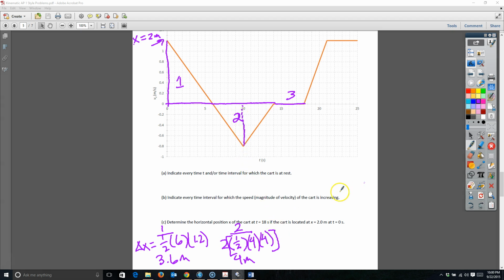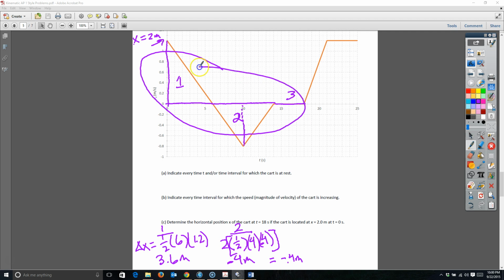So we actually need to make this one negative. If you make that negative, then this is negative. And when you add the two together, we're going to end up with 3.6 minus 4, which is going to be negative 0.4 meters. So that's what this entire thing shows, is we went a distance of negative 0.4 meters. That's our displacement. But we started at 2, so we're going to add that to 2 meters, and we're going to end up with a final position.